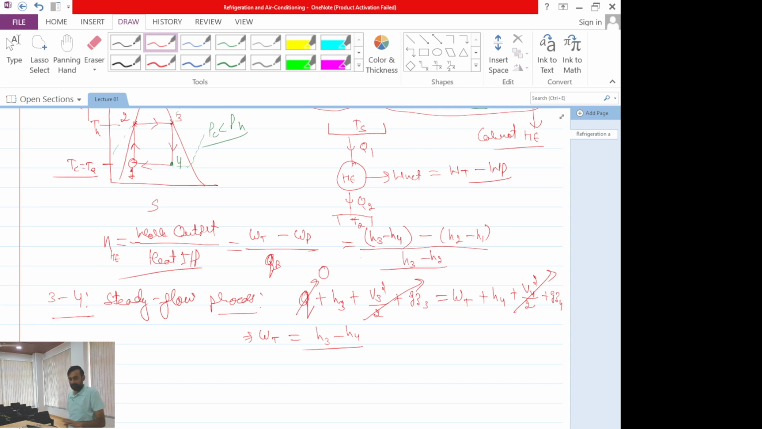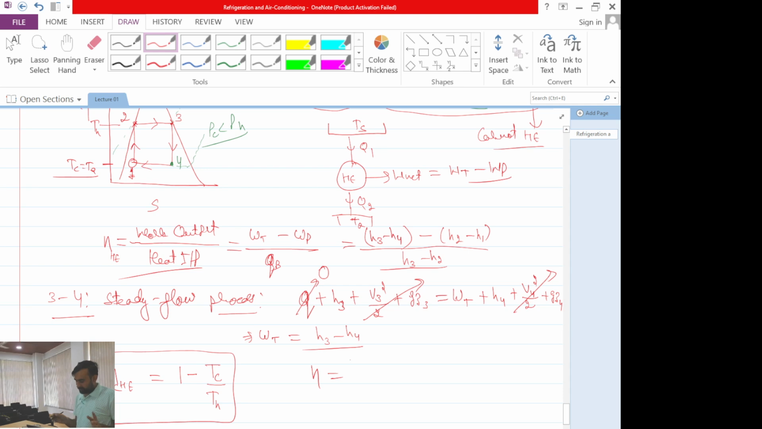I am not going into further details, but I can also tell that the efficiency of a Carnot heat engine can also be written as 1 minus Tc by Th. I am not actually deriving that. How will that come? That is also very easy. From here only it will come.